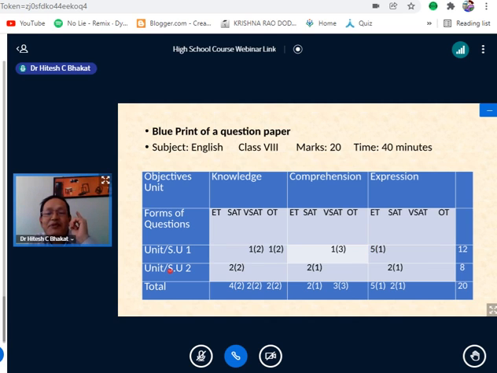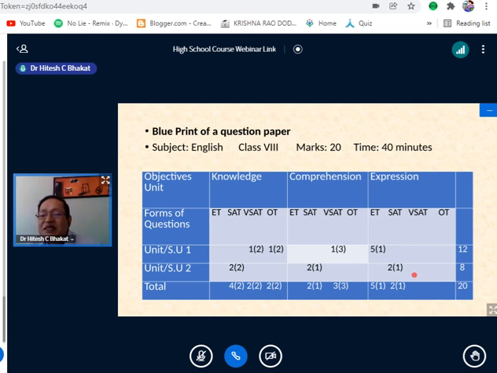And then we come to subunit number 2, this is grammar and vocabulary. We have short answer type 2 mark questions. How many questions? 2 questions. Comprehension, we have short answer type questions. How many marks? 2 marks. How many questions? 1 question. And expression, short answer type 2 mark questions. How many questions? 1 question.